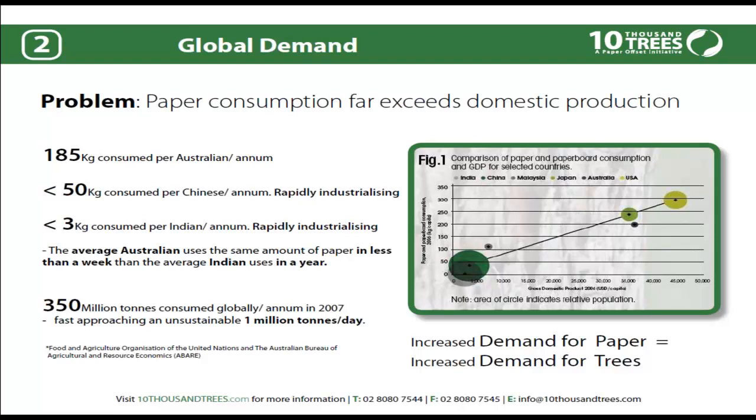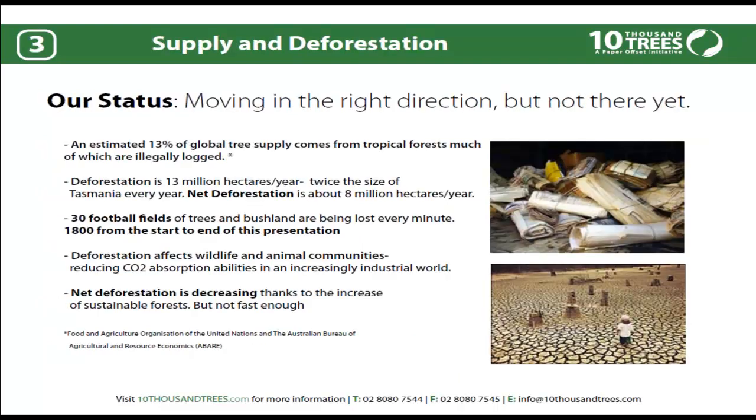In terms of deforestation, and basically where the paper comes from is trees, what you're going to find is about 13% of the global supply comes from tropical forests, which are illegally logged. A lot of it is in parts of Asia and in South America. Now, deforestation is at about 13 million hectares a year. That's twice the size of Tasmania that's being logged every year. Net deforestation is about 8 million. And when I say net deforestation, I'm talking about sustainable forestry that's coming up to replace deforestation of old-growth forests.